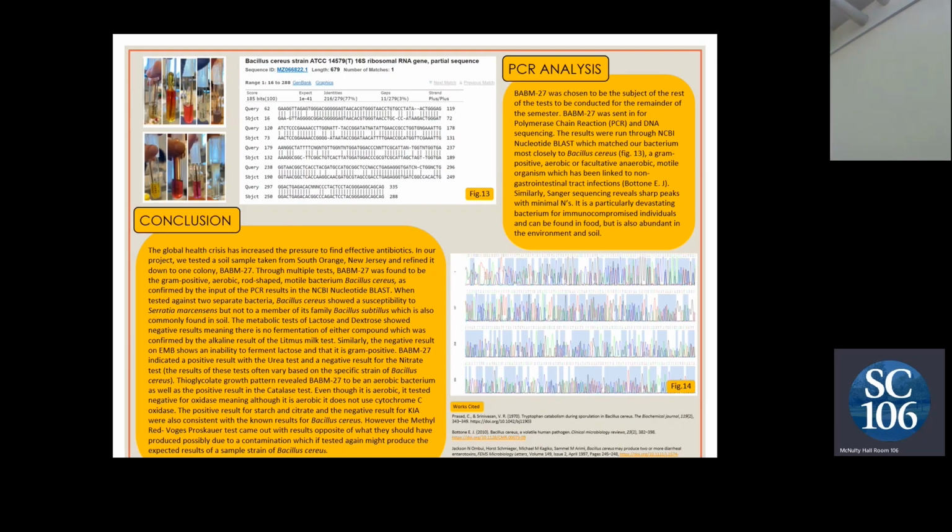In the midst of all of our metabolic tests, we sent it in for PCR analysis. When it came back, we ran it through the NCBI nucleotide BLAST, which furthered the notion that our bacteria is Bacillus cereus, which is a gram-positive, aerobic or facultatively anaerobic, motile organism, which is seen to be linked in non-gastrointestinal infections and is particularly devastating to the immunocompromised community.